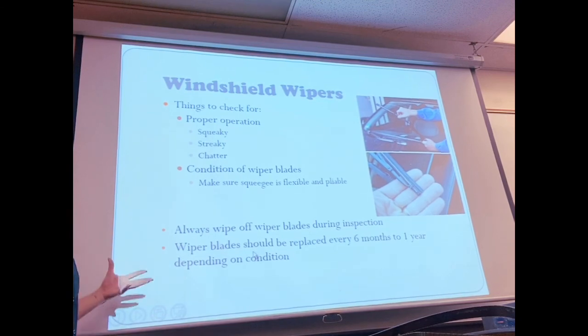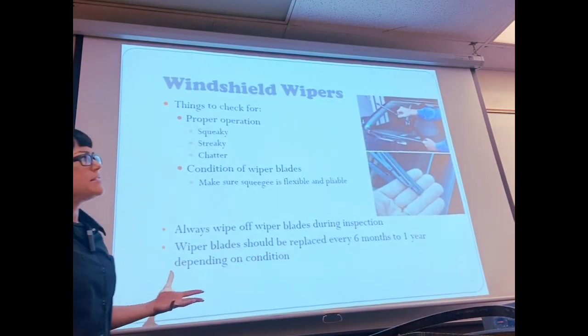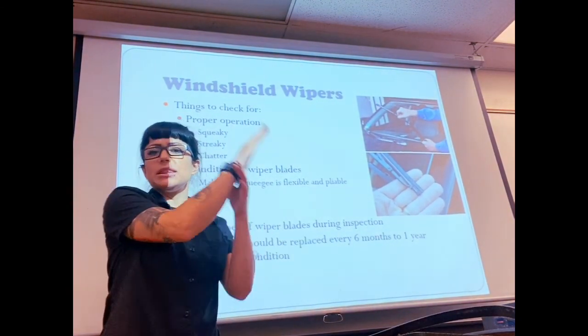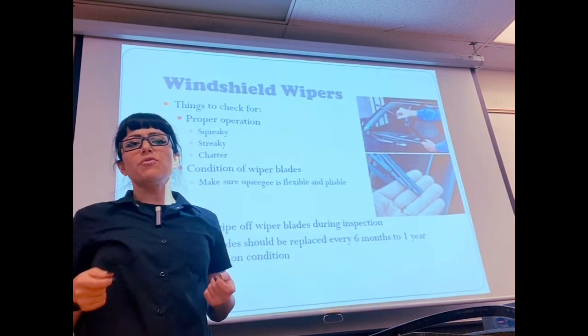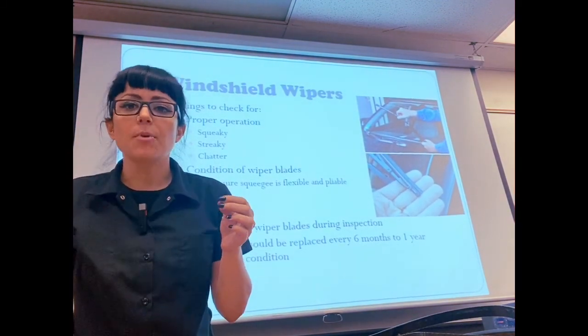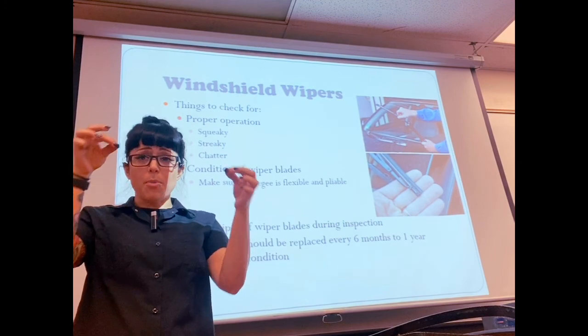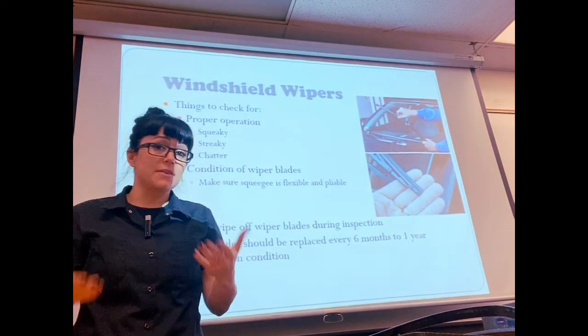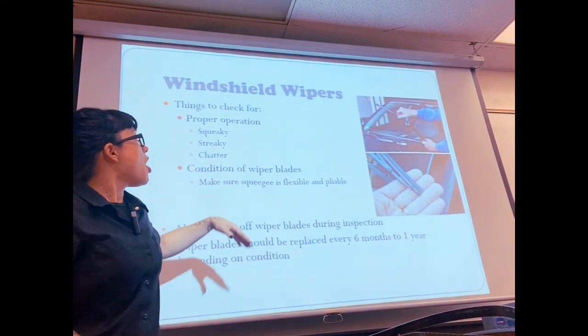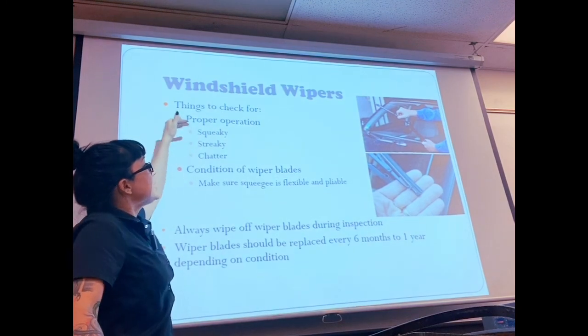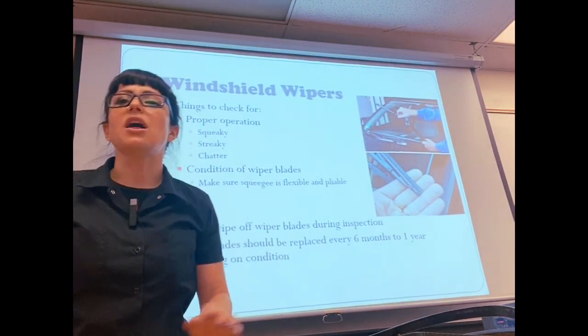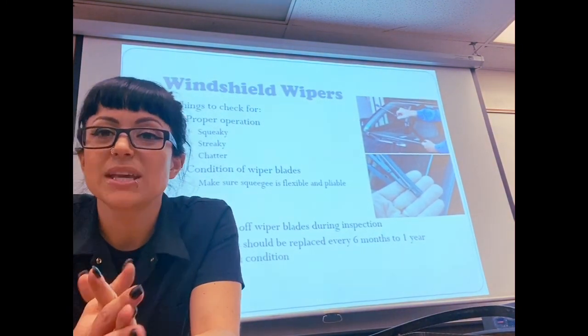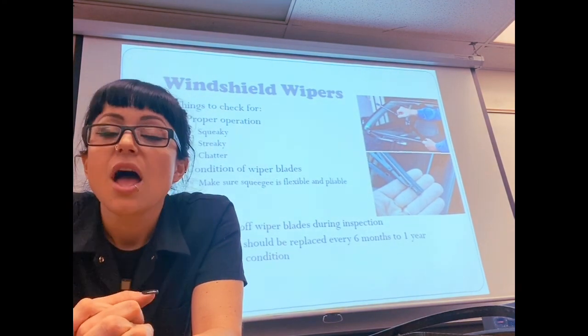Windshield wipers are pretty easy to inspect. You're just going to lift the arm up, and what you're looking for is whether the rubber is still pliable. Is it stripping apart? Because if it's stripping apart, obviously it needs to be replaced. Are my windshield wipers streaky or squeaky? Do they chatter a lot even when I'm using fluid? Because if they're dry, they are going to chatter.